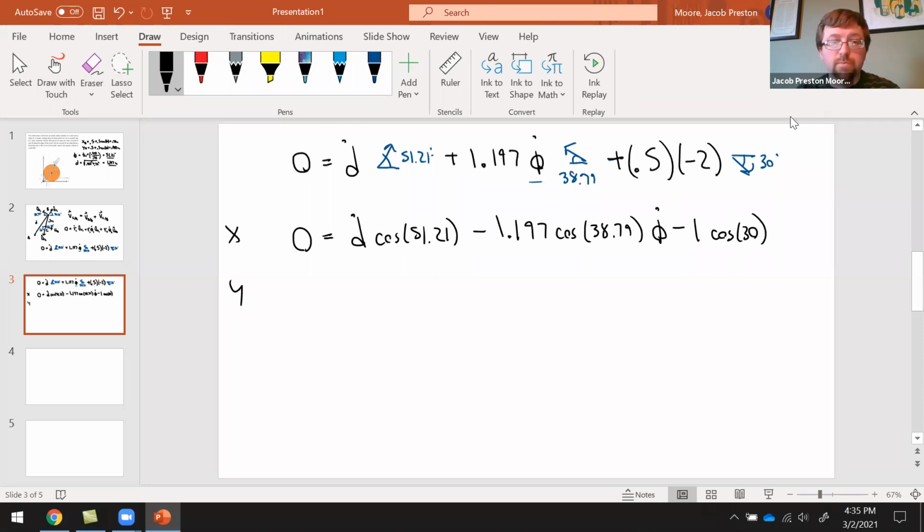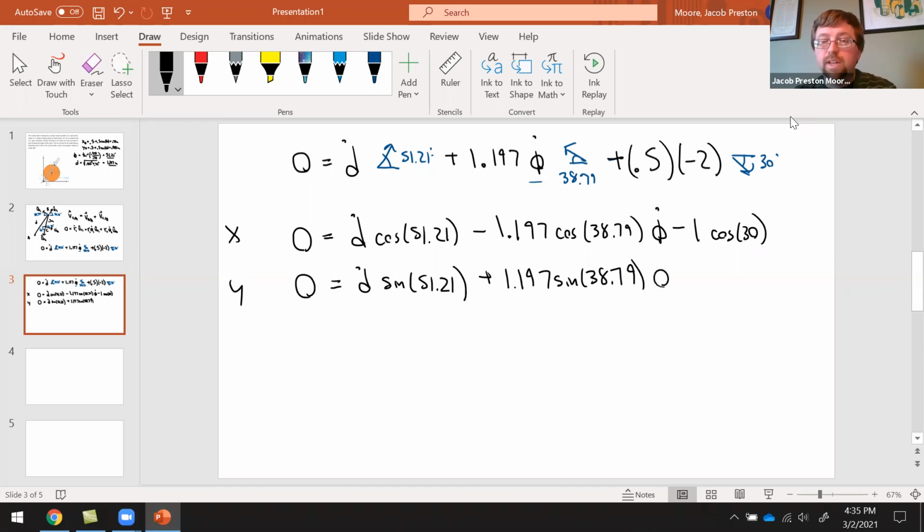In the y direction, it's also 0 velocity, so it's going to be d dot times the sine of 51.21. Here it is positive y direction, so plus 1.197 times the sine of 38.79 times phi dot. So it's -1, also negative y direction, so double negative makes a positive, plus 1 times the sine of 30.